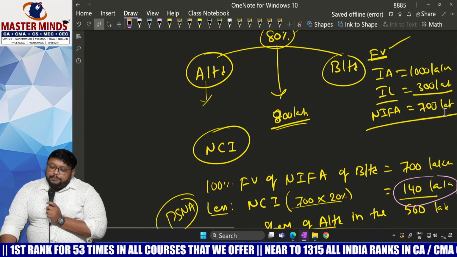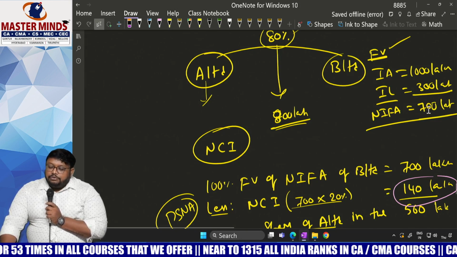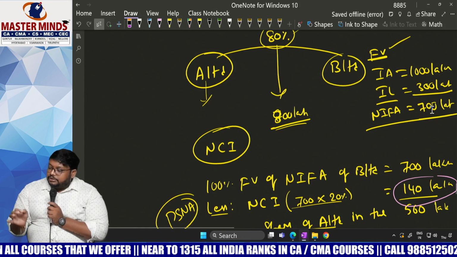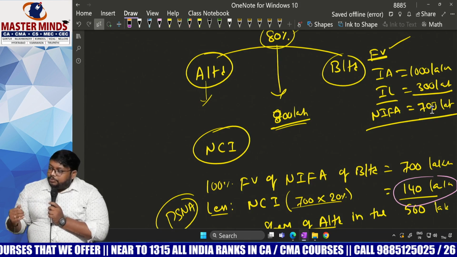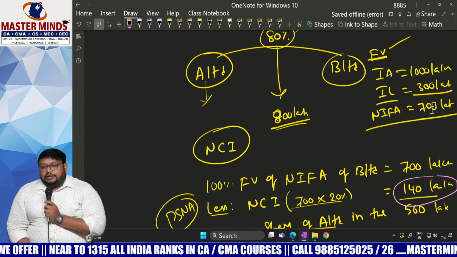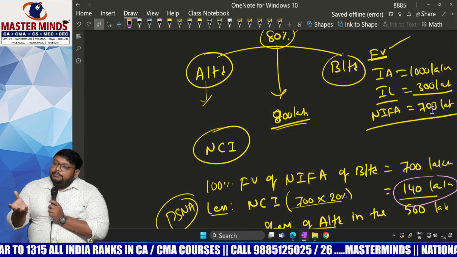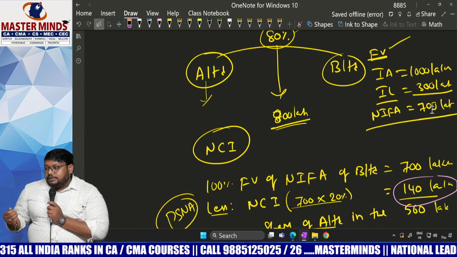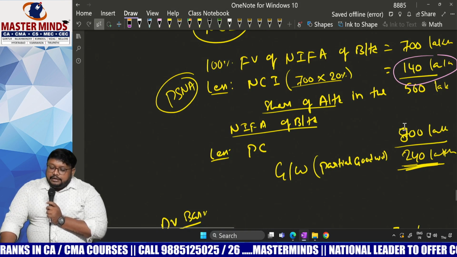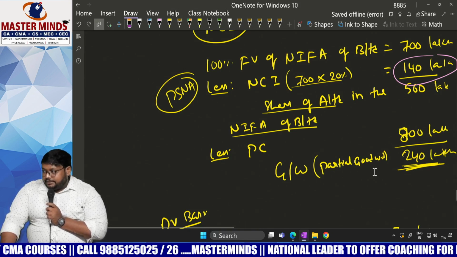700 lakhs. And that proportionate share means 20% belongs to NCI. So out of 700 lakhs, 20%, 140 lakhs belongs to non-controlling interest. We will remove that. Then we will get the balance. The entire share belongs to the acquirer company, A Limited. In such condition, we compare that balance amount with the purchase consideration A Limited is paying. For 560 lakhs, they are paying 800 lakhs. So for 240 lakhs extra, they are paying for goodwill. That is the acquirer share.